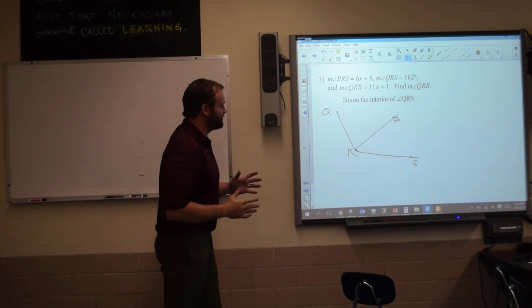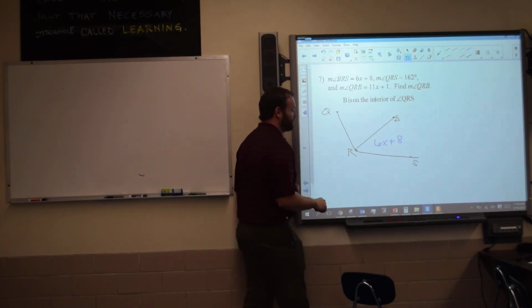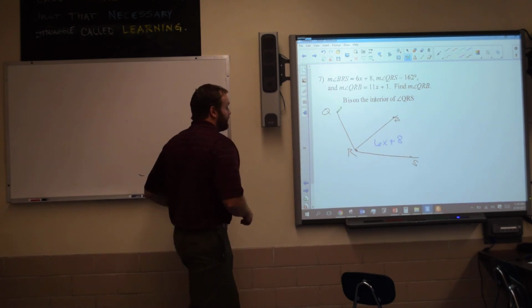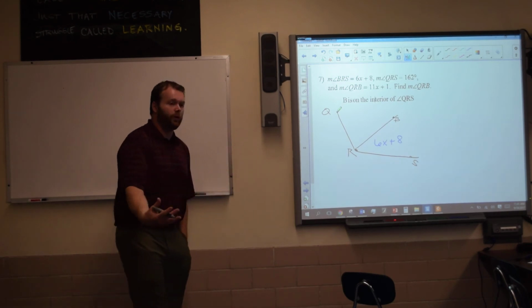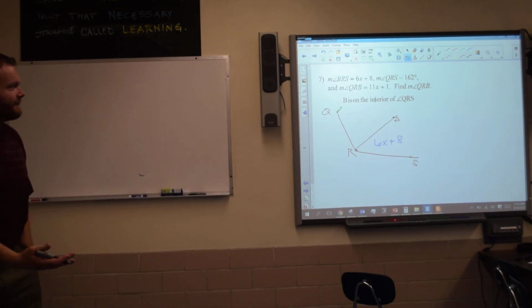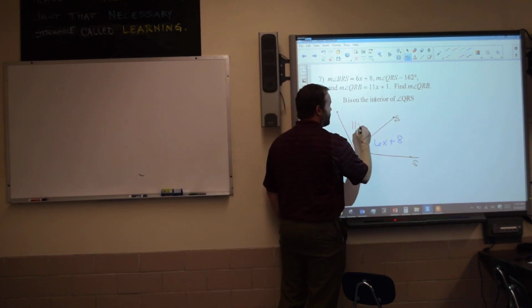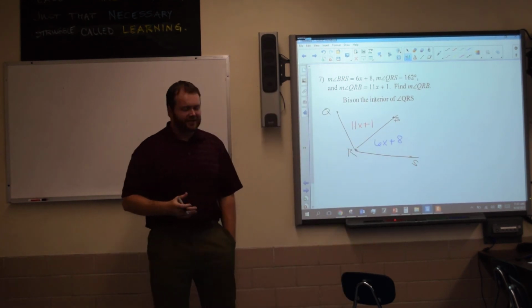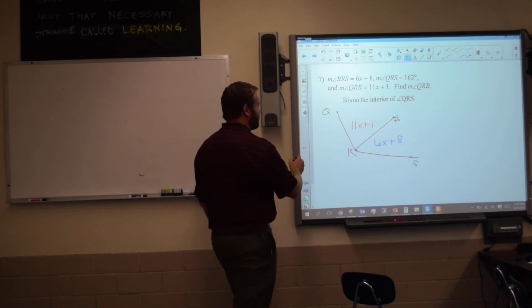Remember, all these things are points on this end. So now BRS, they're saying is 6x plus 8. So this angle here, 6x plus 8. Then QRS, which is the whole thing, is 162. So I'm going to skip over that right now and go to QRB. QRB is this one here. That's kind of how I do things. I always fill in the things that I know are individual angles. I'm not going to draw in that 162 because it gets cluttered. But I now know, drawing in the 11x plus 1 and the 6x plus 8.